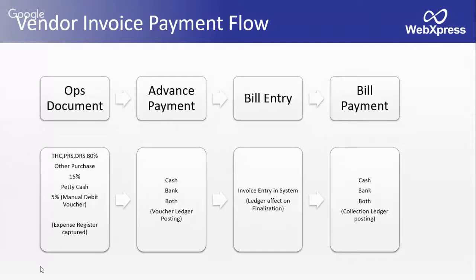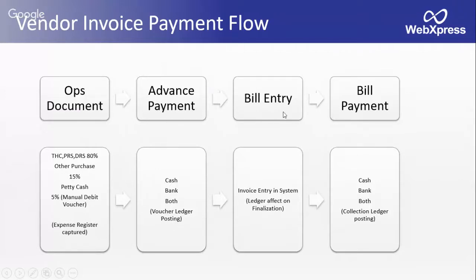The point to be noted here is at the time of THC or PRS or DRS creation, the expense register captures the expense against the document. The next step in the flow is advance payment. When the user has booked a THC, an advance is to be paid against the same. The advance can be paid either via cash, bank, or both. At this moment, a voucher ledger posting can be seen.